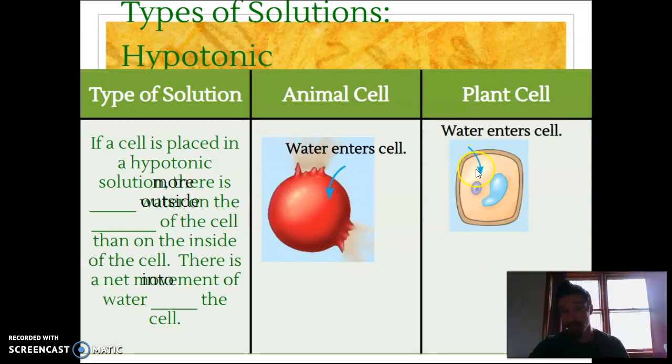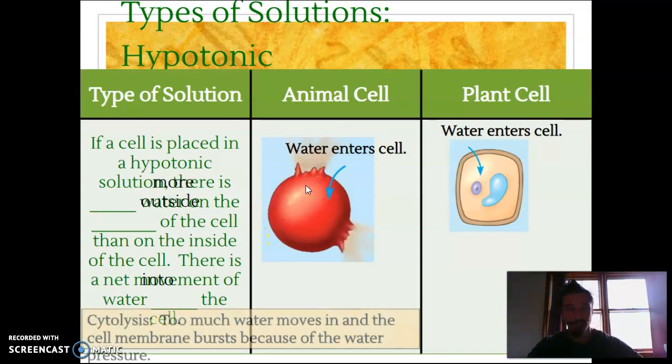Now the plant cell, notice, isn't bursting like our animal cell. That's because the plant cell has this very strong cell wall that keeps it from bursting. Our cells, yours and my animal cells, don't have these. So the membrane just can't take it at some point and will break. And we call this cytolysis. Too much water moves in, and the cell membrane bursts or ruptures.